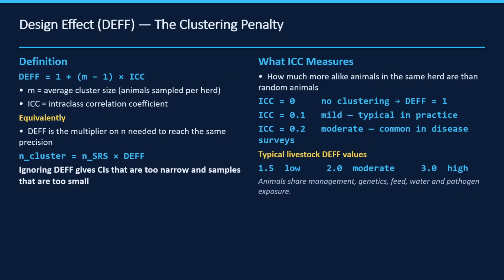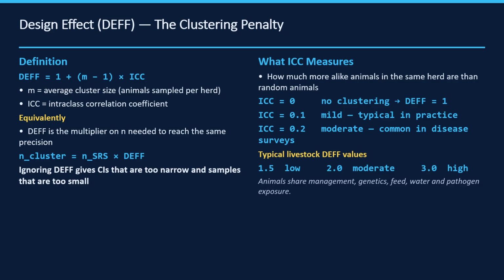The REST formula assumes every animal is an independent unit of information. In veterinary work, that assumption is almost always false because we sample herds, not individuals. Animals in the same herd share management, genetics, feed, water, and pathogen exposure. So the second animal you sample from a herd tells you less than the first did. The design effect quantifies that loss.